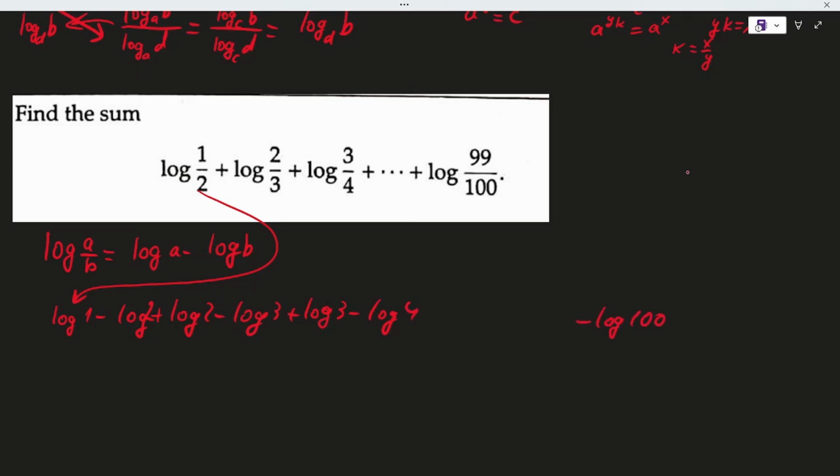We can see that all of the terms will be crossed out except the first one and last one. The answer will be log 1 minus log 100. And as we know that log 1 equals 0, this will be negative log 100, which is exactly minus 2.